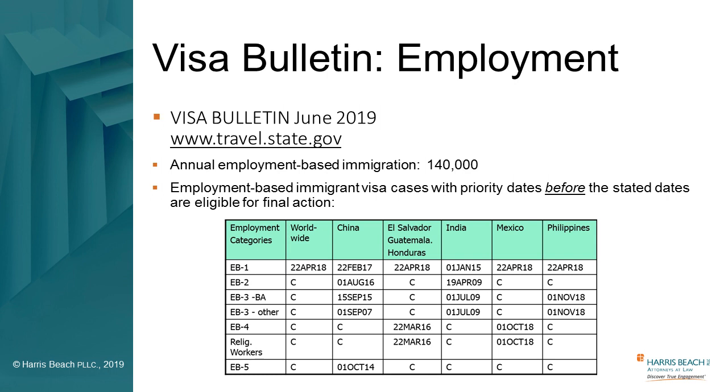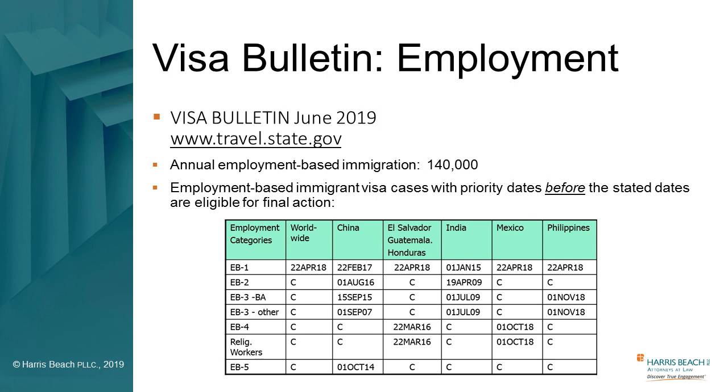But if you look at the visa bulletin, let's say you're sponsoring an employee for a position that requires a bachelor's degree and 5 years of experience. That's going to be in the EB2 category. And let's say that employee was born in Spain. Well, we look on the top row, and there's no column for Spain. There are some specific countries listed, but Spain is not listed. So that means it's going to fall into this second column here for worldwide. Every other country that's not listed is in that worldwide category.